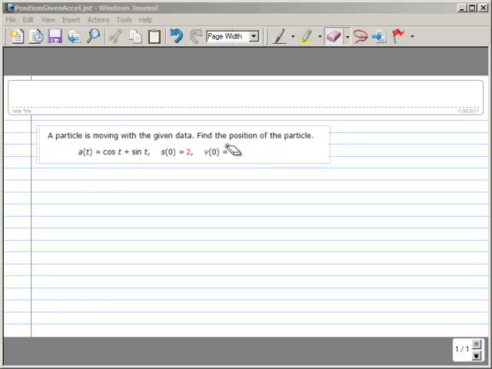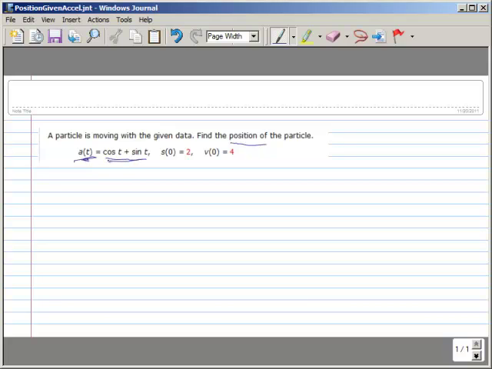Hi guys, this is Avisolterra, and today we're going to talk about how to find the position of a particle given the acceleration function, even when the acceleration function looks pretty complicated, like this function over here.